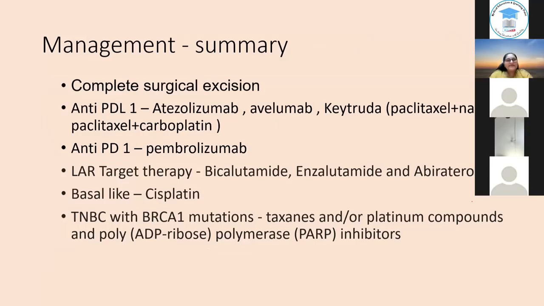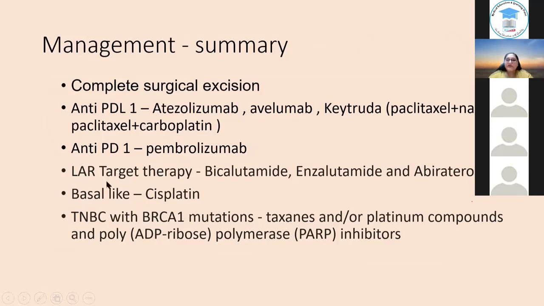I have just summarized the management of TNBCs here. After doing the complete surgical excision, as we know, it doesn't respond to hormonal receptors. It doesn't respond to anti-HER2/neu drugs. But if they are PDL1 positive, these drugs are going to help the patient. Atezolizumab and Keytruda. If it is PD1 positive, pembrolizumab.